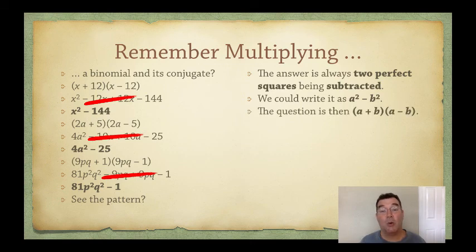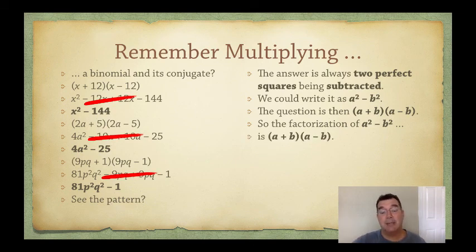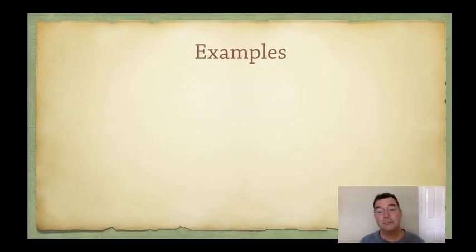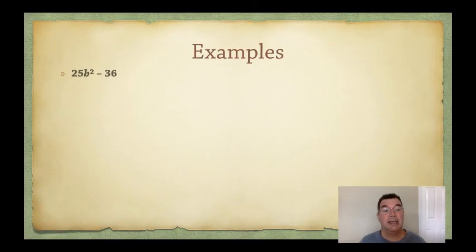And so when I want to work backwards, what I will end up with is the first thing plus the second thing times the first thing minus the second thing, which can be written as a plus b times a minus b. Your job is to figure out what a and b actually are. So the factorization of a squared minus b squared is a plus b times a minus b. All right, so here's some examples.